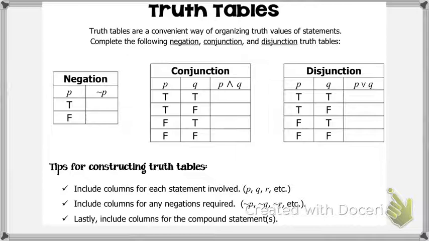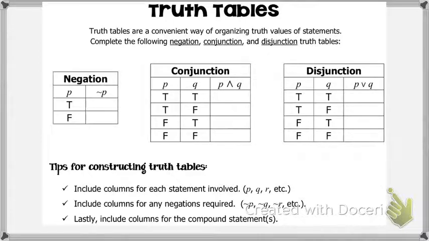We're going to complete the following negation, conjunction, and disjunction truth tables. On the left-hand side of each of these, you have your statement or statements. Here, very far left, you start with your statement P, and in the others, statements P and Q. If you were to have more statements, they all go on the far left. We usually put them in alphabetical order just for convenience.